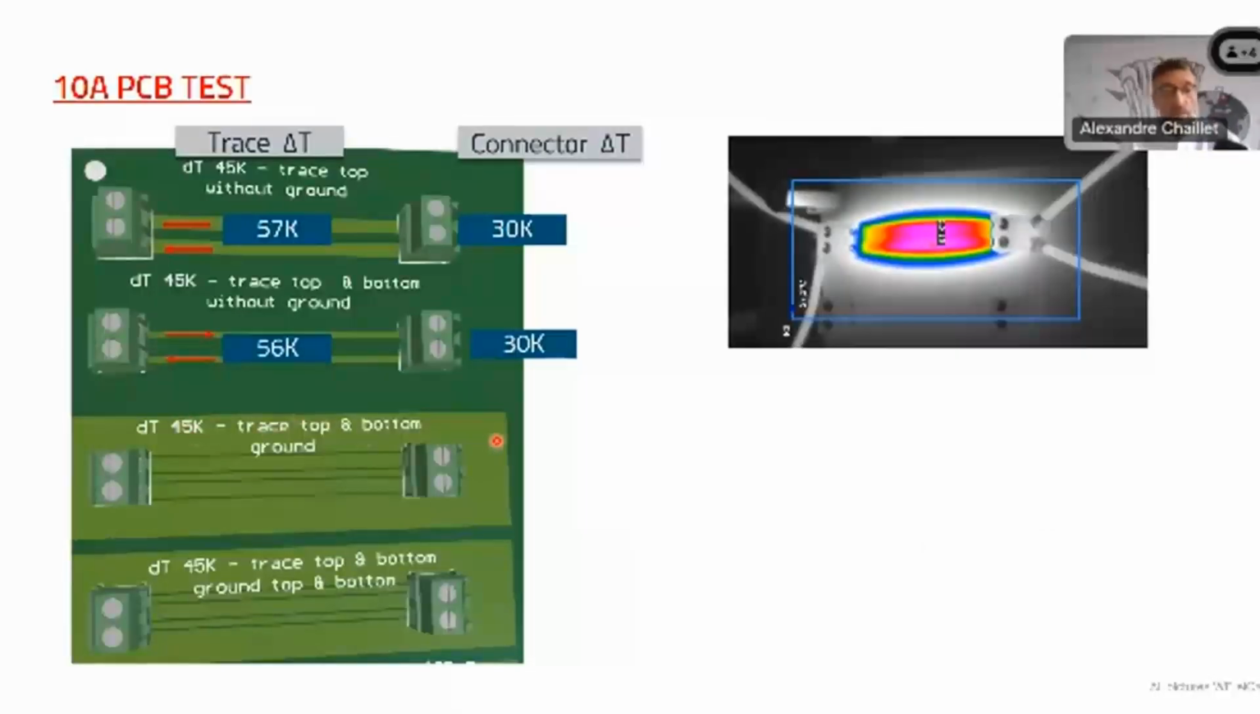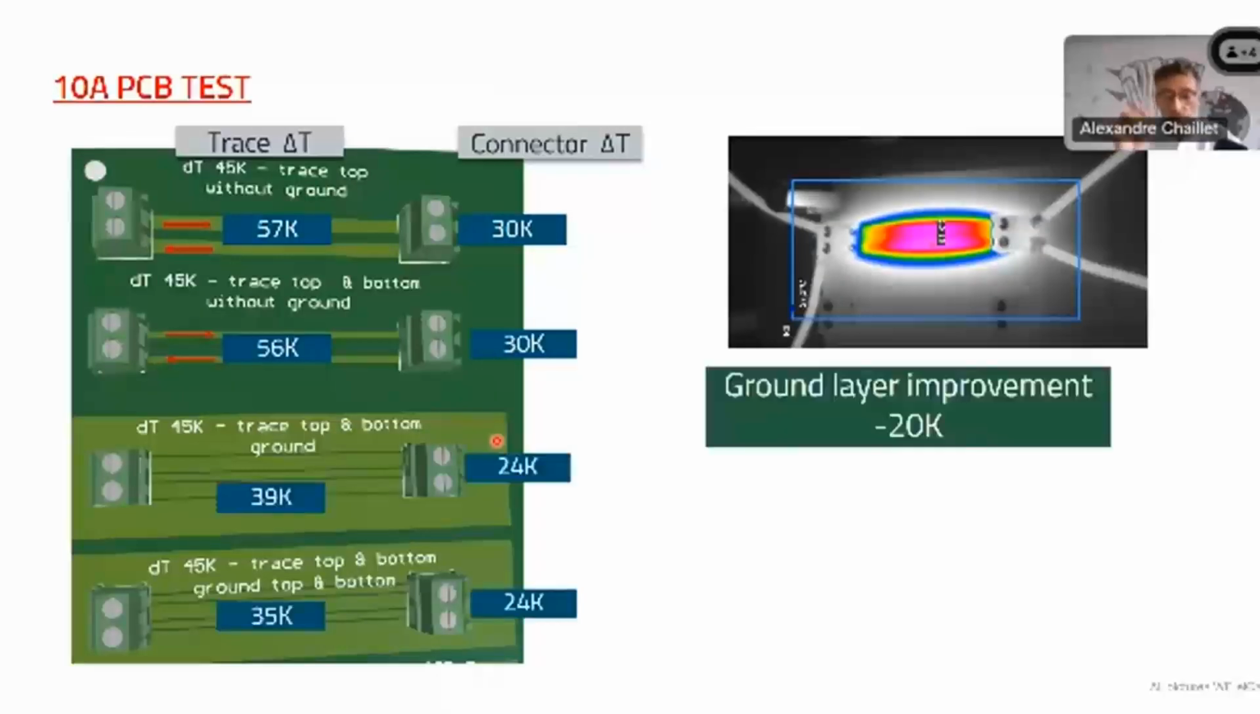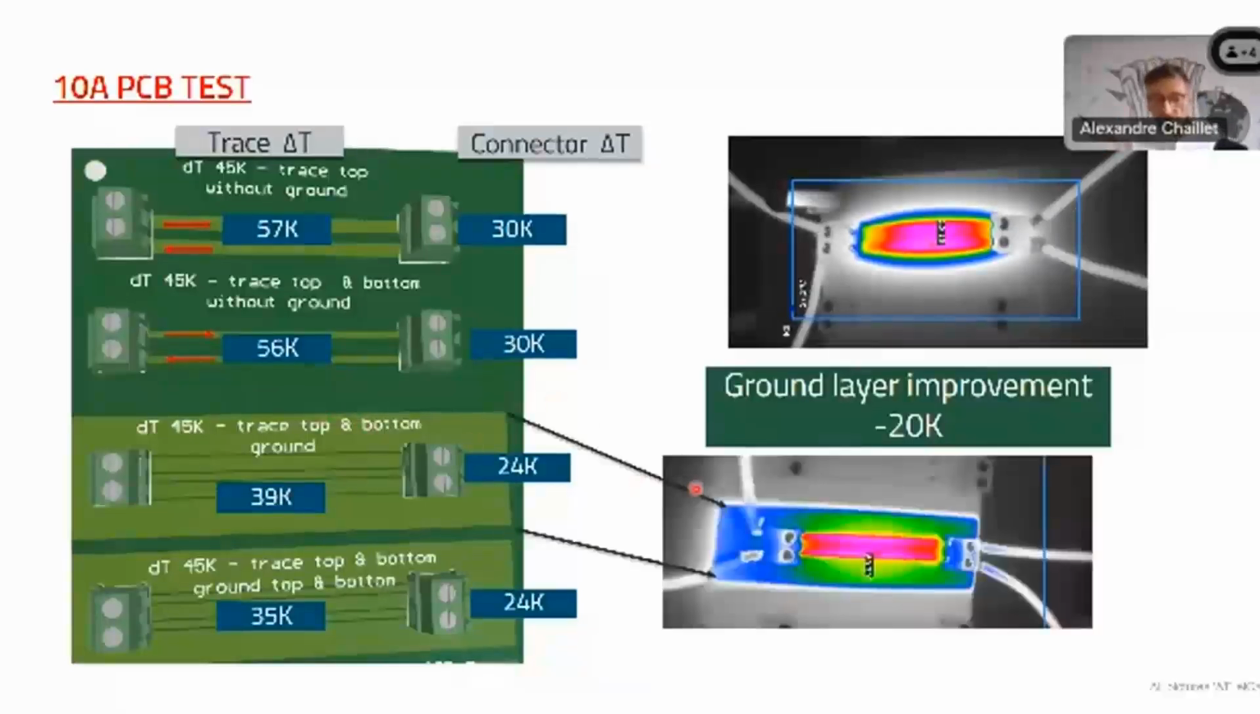Then we will heat a top and bottom ground layer. So we'll see what is the impact. The impact is very big. The ground layer cools down your PCB by minus 20 Kelvin, of course. And you will see this interesting picture, where this is the limit of the ground layer.